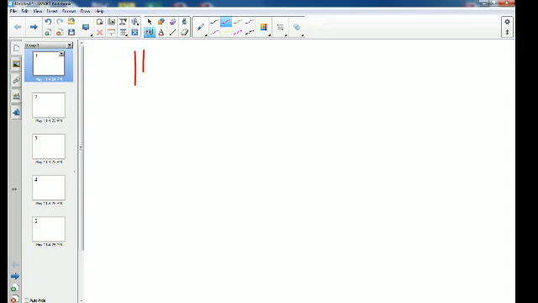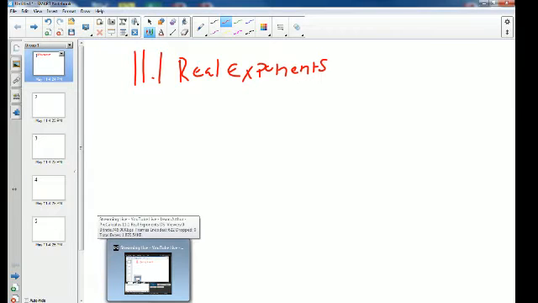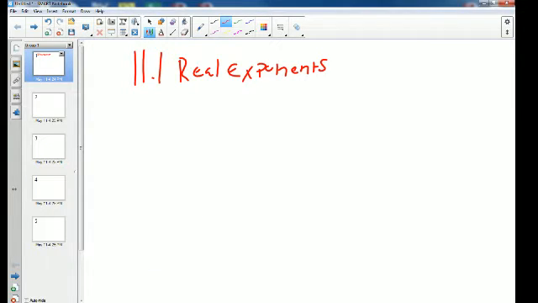We're going to be going over 11.1, which is real exponents. So the objectives for this lesson is to use similarities of the exponents and properties of exponents, developing simplified expressions containing exponents, and solve equations containing rational exponents.